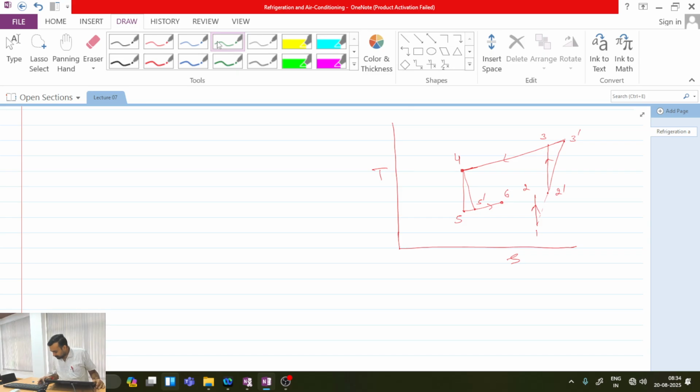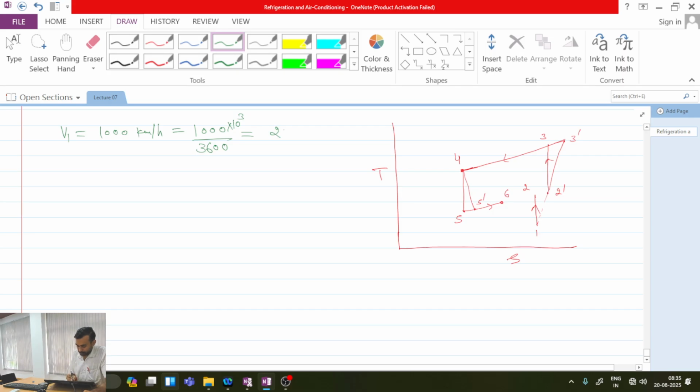The question was: an aircraft is flying at a speed of, so it means velocity of aircraft V1 is equal to 1000 kilometers per hour. Okay. So if you convert it into meters per second, 1000 divided by 3600, and also into 10 to the power 3. How much is it? 277.8 meters per second. Okay.